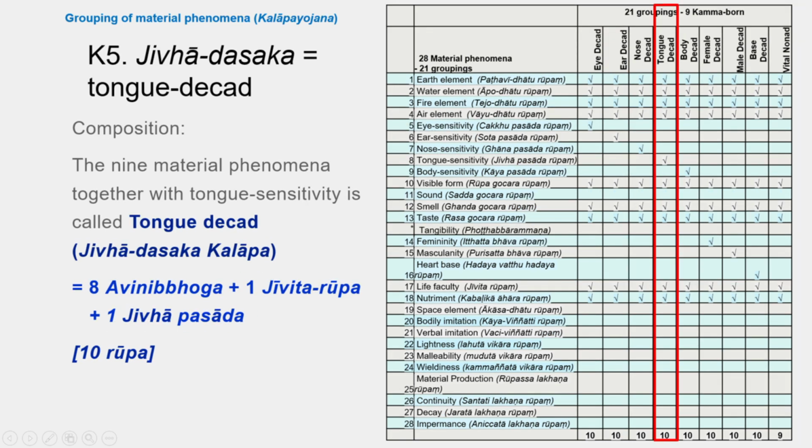Then the Jivha Dasaka or tongue deka is the 9 material phenomena together with the tongue sensitivity. It is called the tongue deka, Jivha Dasaka Kalapa. So this is another one. So you remember, for the exam, you remember all this.